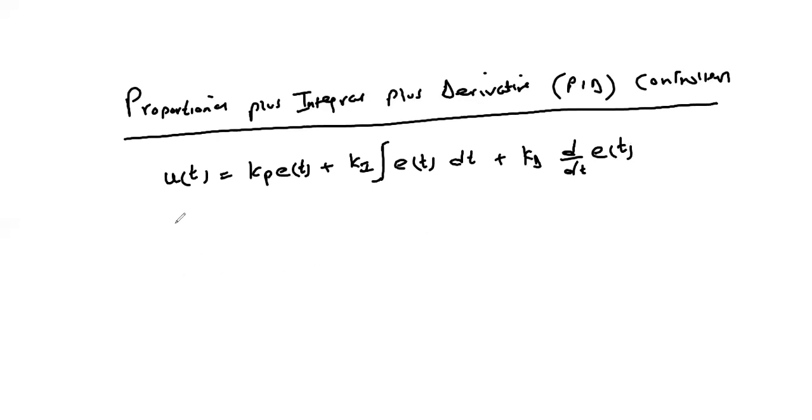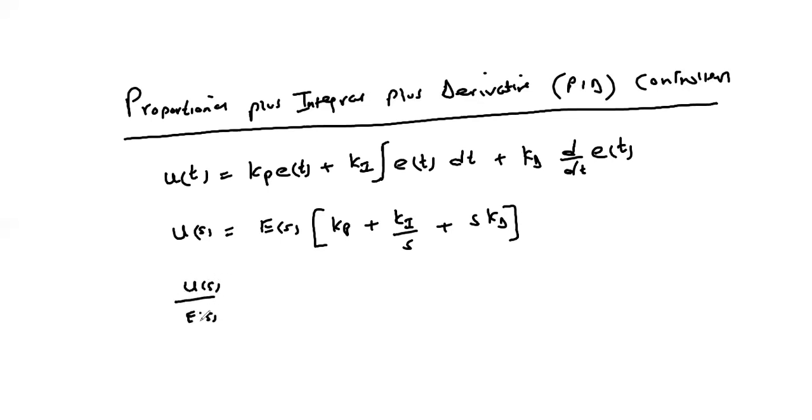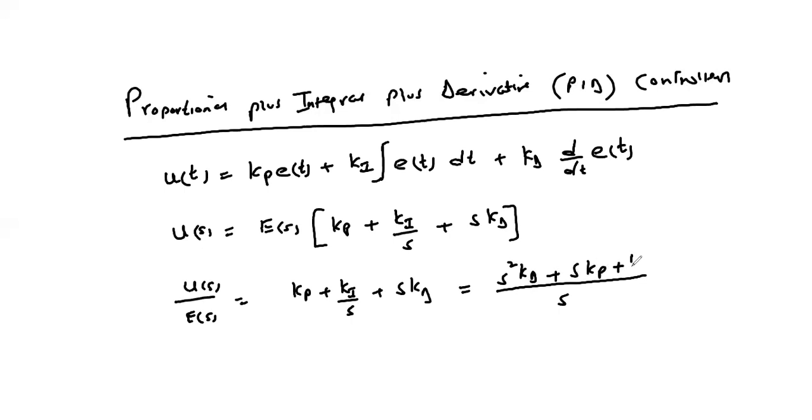If we take the Laplace transform, we will obtain U(s) equal to E(s) times (Kp + Ki/s + s Kd), from which our controller will be defined by U(s)/E(s) = Kp + Ki/s + s Kd, which, under common LCM, can be written as (s squared Kd + s Kp + Ki) over s, if we write it as a polynomial in descending powers of s.